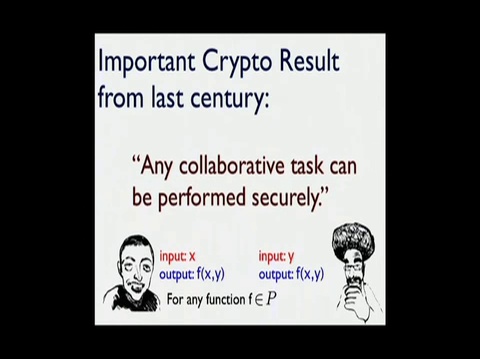for the two-party case, the important crypto result from the last century, from '82 essentially, is that if Alice has some input X and Bob has some input Y, any function that's polynomial time computable, any f that's in P essentially, there's a protocol which allows Alice to compute f of x,y and Bob to compute f of x,y, and nothing else. They don't learn anything else about x or y, just their input and their output. Okay?